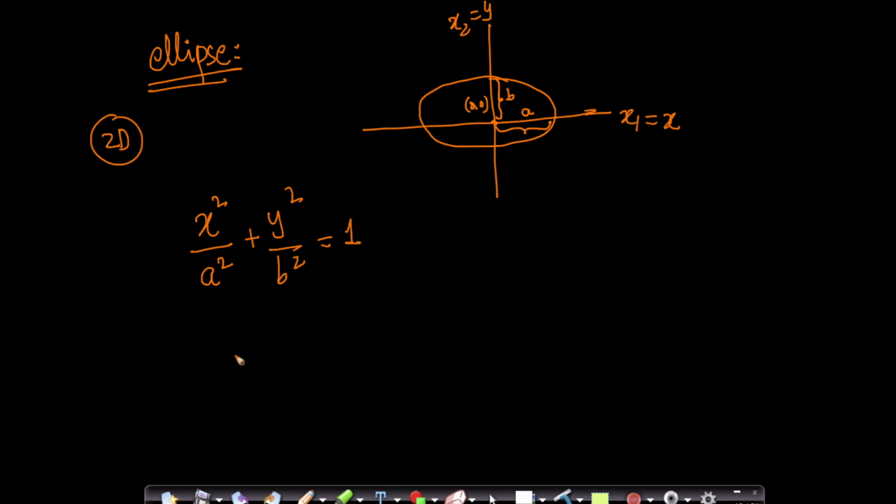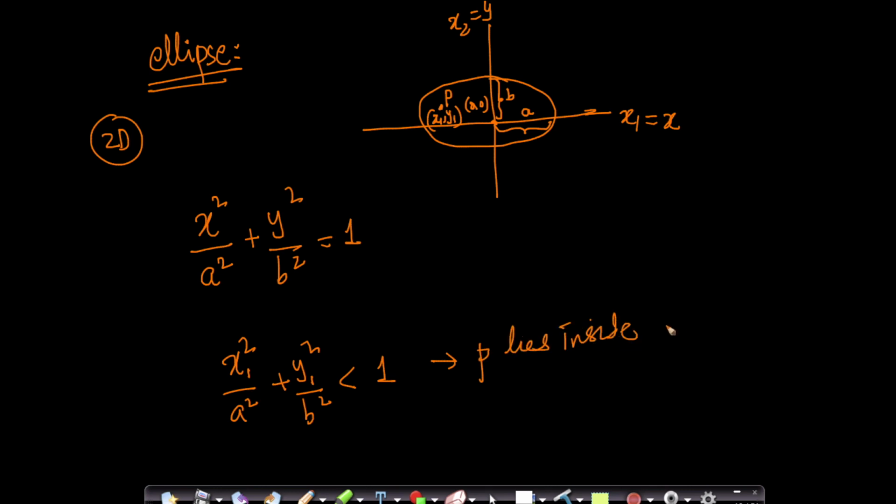So this is 2D, and of course, if x square by a square plus y square by b square is less than or equal to 1, right? Let's assume I have a point here, x1, y1. If I just put these values in this equation, if the value is less than 1, then this point P lies inside this ellipse, which is centered at 0, 0. This is called the major axis, half the length of the major axis. This is called the minor axis of an ellipse, right?